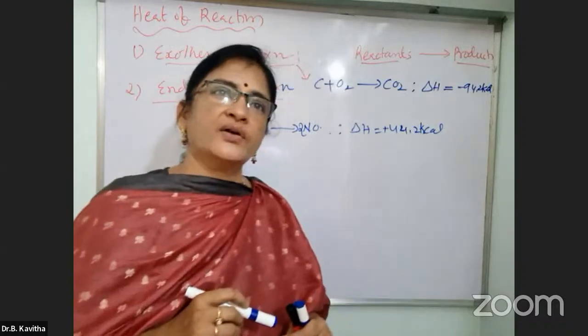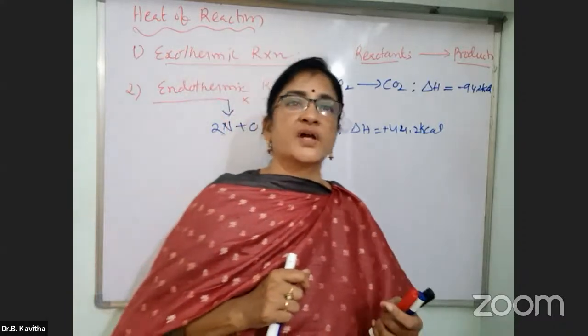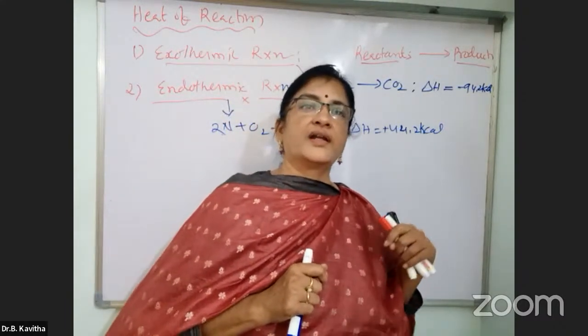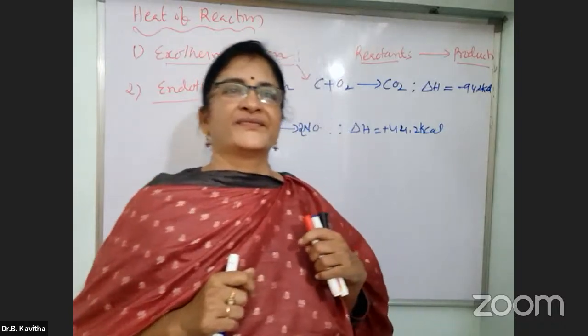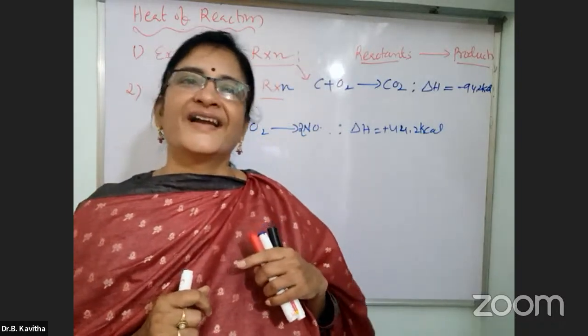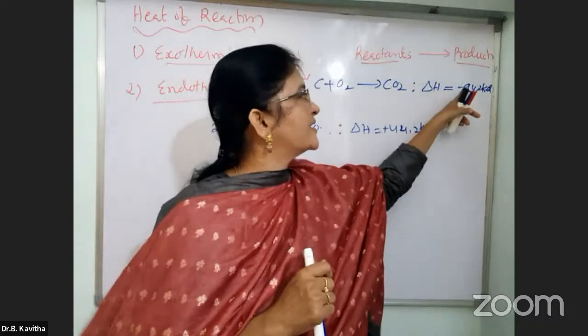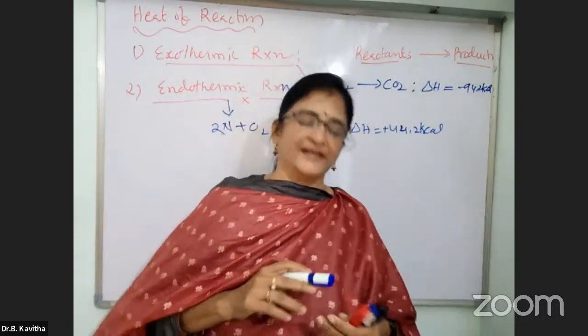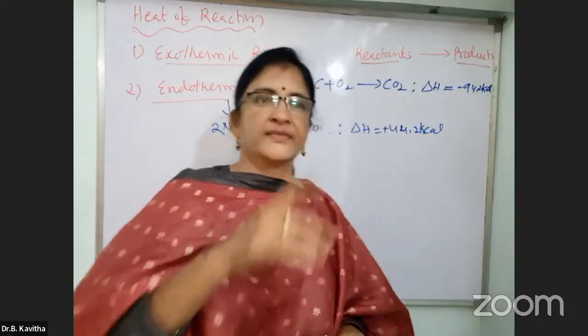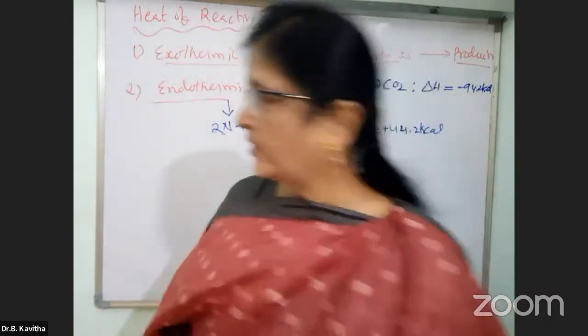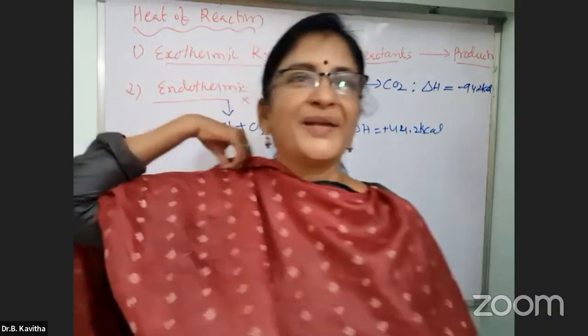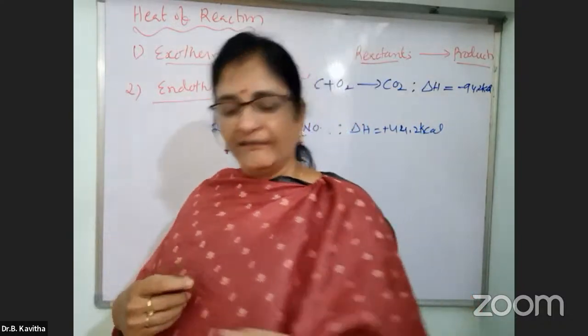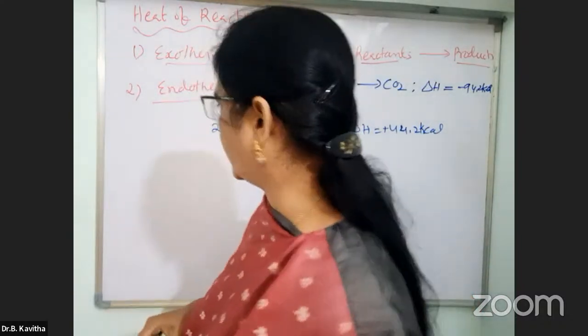If you define anything, why did I write delta H as minus for the exothermic reaction? Heat is lost in an exothermic reaction, so why minus? If it is lost, shouldn't it be plus? Why did I write minus? Heat is liberated, so delta H is minus. Very good.